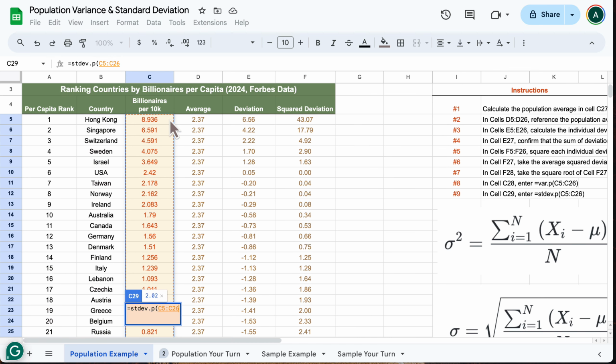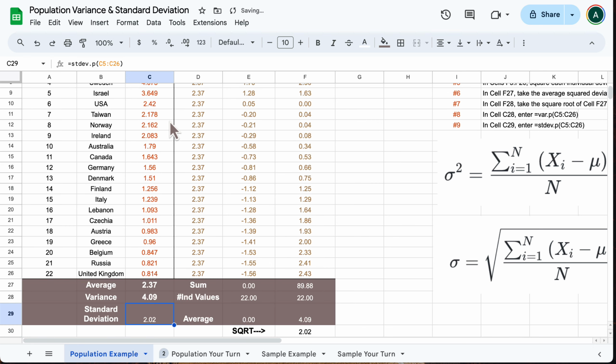We'll use a slightly different formula when it comes to samples. So we put in here and we come up with the same 2.02. I think you can agree that is much faster than going column by column, step by step, just letting the spreadsheet do all the hard work for you.